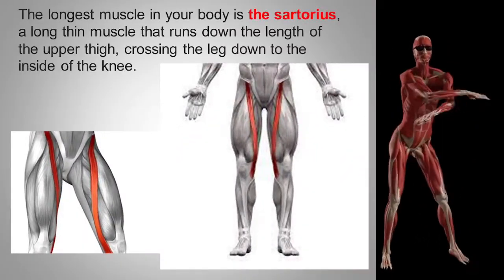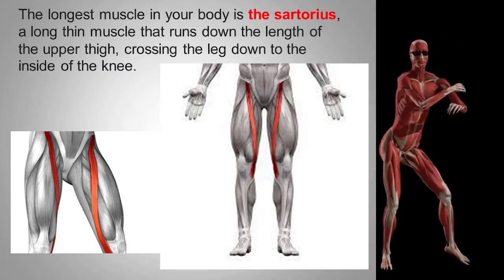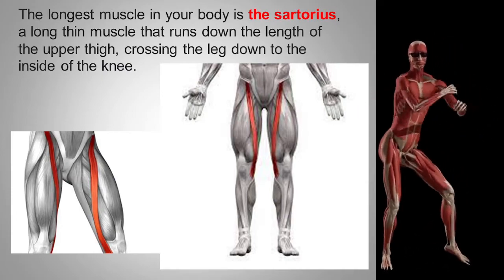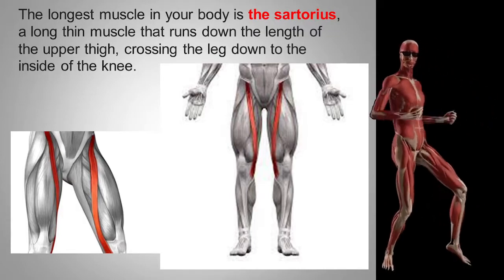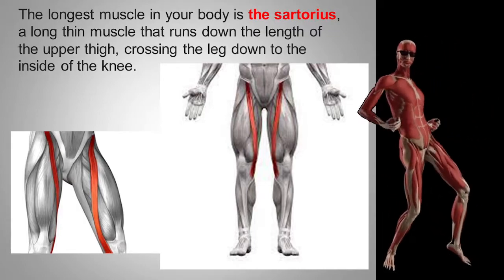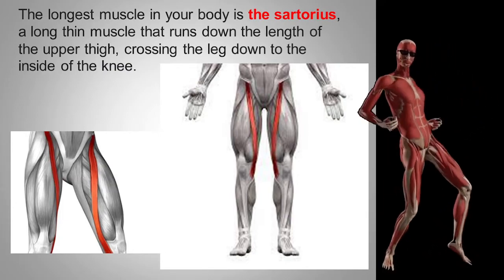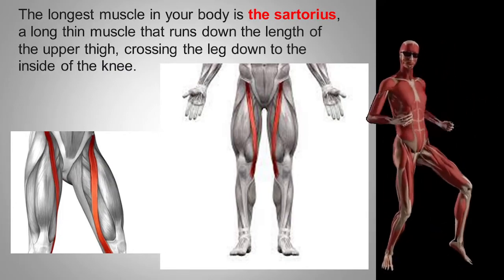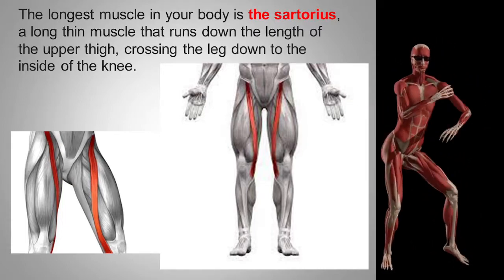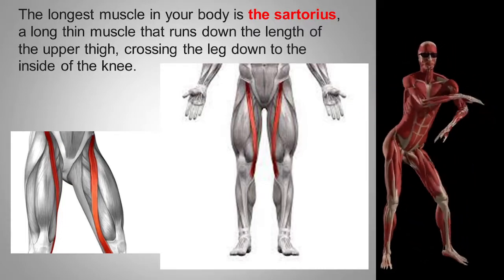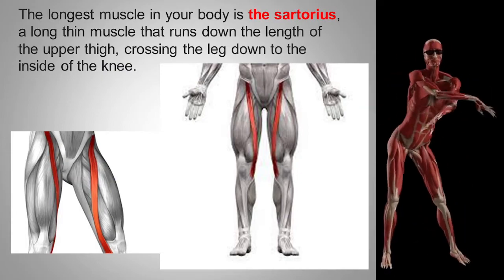Then we have the longest muscle in the body, which is called the sartorius. It's found in our upper thigh, in our leg. It's this red strip in the picture crossing the leg down to the inside of the knee. So that's the sartorius muscle.